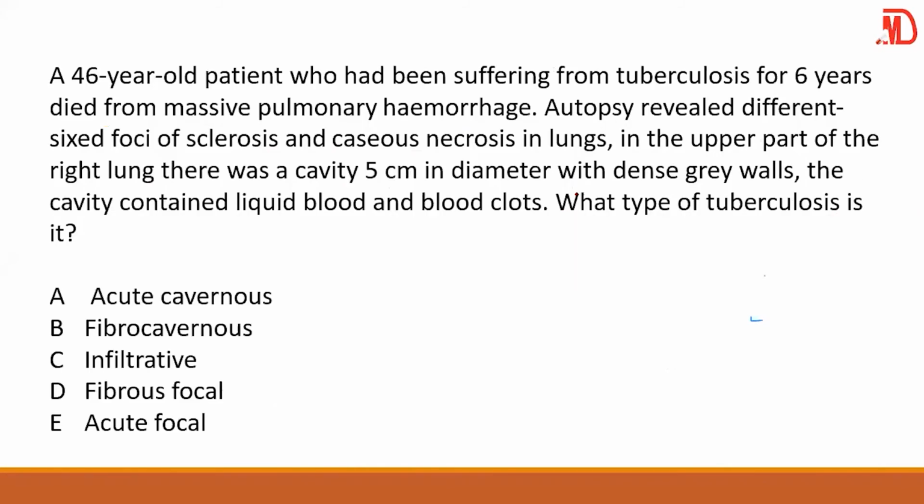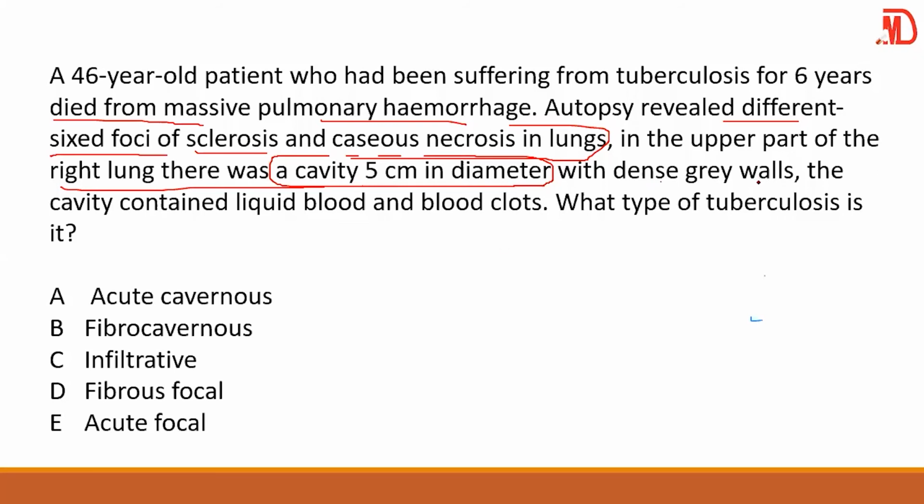A 46-year-old patient who had been suffering from tuberculosis for 6 years died from pulmonary hemorrhage. Autopsy revealed different sized foci of sclerosis and gaseous necrosis in the lungs. In the upper part of the right lung, there was a cavity 5 centimeters in diameter. If they are talking about tuberculosis and cavities, then you're referring to a cavernous form. Cavity, cavernous.